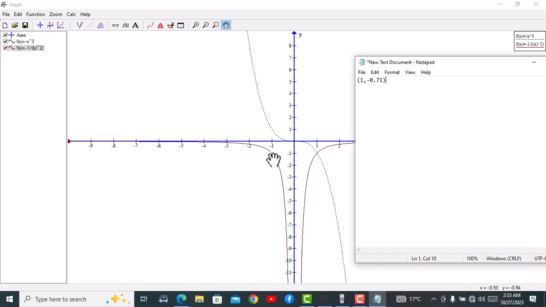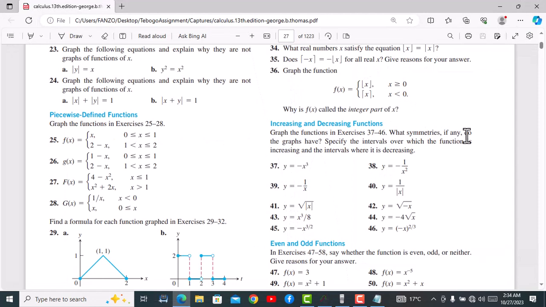But remember, symmetry along the y-axis, only the value of x changes the sign. So the value of y will remain the same, but the value of x will change the sign here. It was positive this side, it will be negative on that side. So this is also symmetry along the y-axis. Very important that we try to see that symmetry along the y-axis.